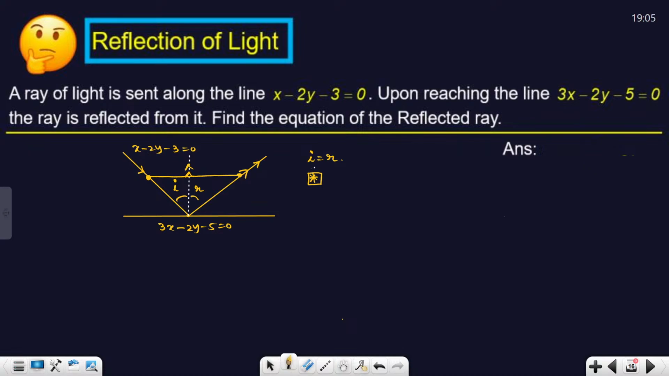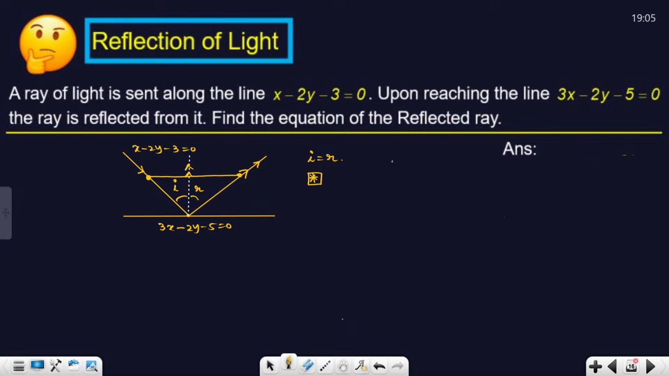Any point on the incident ray, if you take its image with respect to the normal, its image will always fall on the reflected ray, and vice versa. If you choose any point on the reflected ray, and if you take its image with respect to the normal, you will always get the image on the incident ray. This is very important. Okay, that is what I want to say.